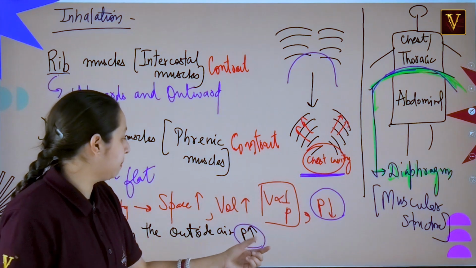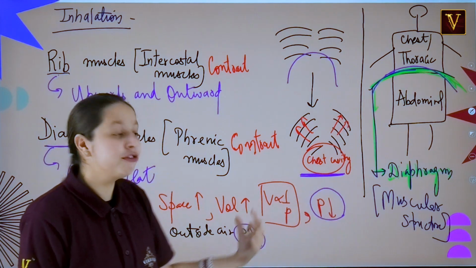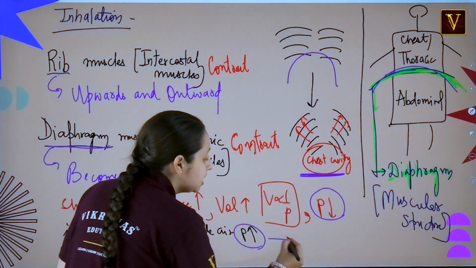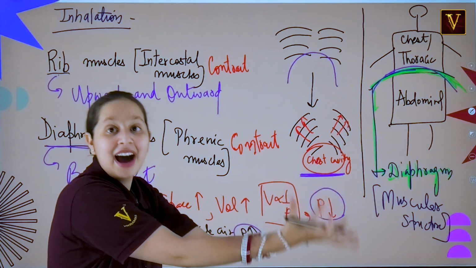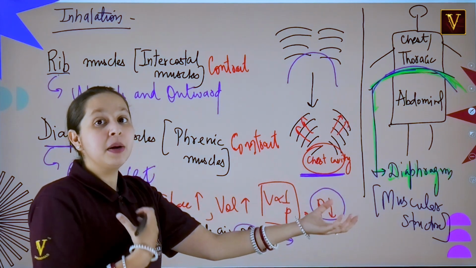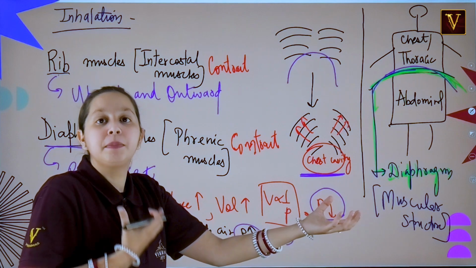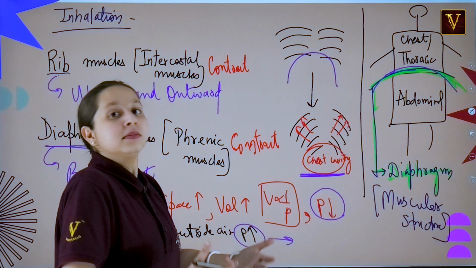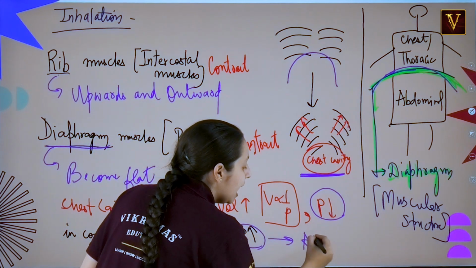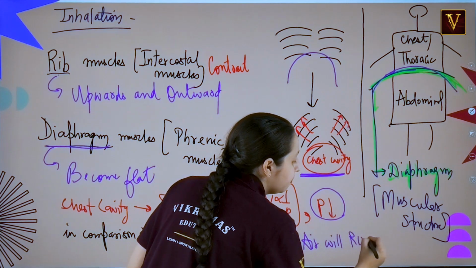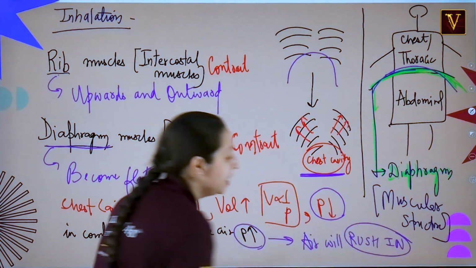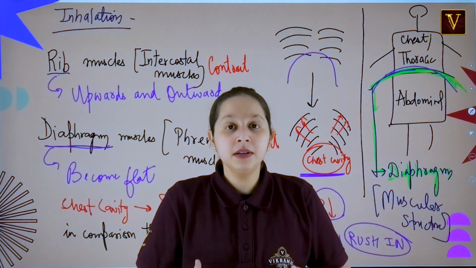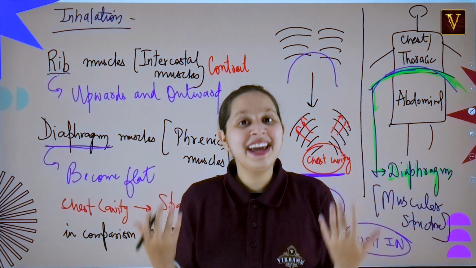Now movement will take place from high to low. Movement will take place from high pressure area to low pressure area. That means outside air is at high pressure in comparison to the inside of the chest cavity, where the pressure of the air is low. So from the high pressure region to the low pressure region, we inhale. So what will happen? Air will rush in. Am I right? This is how we inspire or inhale.